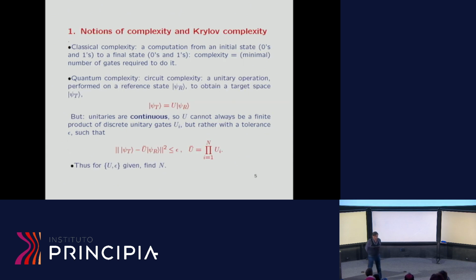All right, so what are these various notions of complexity? The classical notion of complexity is something very simple. You just start with some initial state, a bunch of zeros and ones, end up with a final state, another bunch of zeros and ones, and there's a computation that takes you from one to the other. And basically, the complexity is the minimum number of gates, the ones available to the computer, to take you from one state to the other. In the quantum case, quantum mechanics is unitary, so we have a unitary operation taking us from an initial state to a final state.